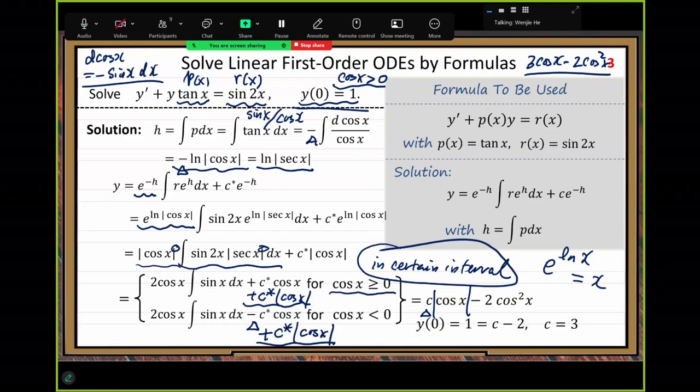The reason is that this C star and our final C could be different, so we don't want to confuse them. If you use C here and another C later, these two copies of C could be different, and then we get messed up. So that's why people intentionally put a star, because this constant is different from our final constant. You separate them so you will not mess up.